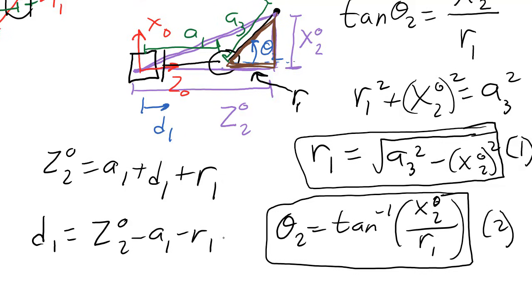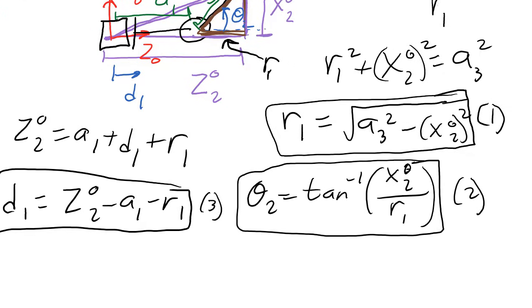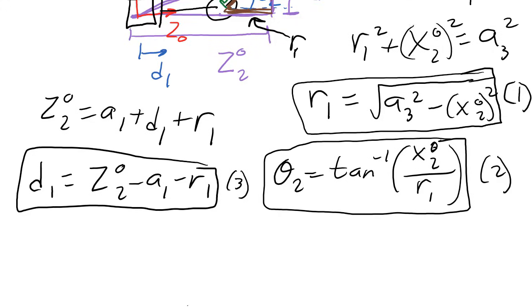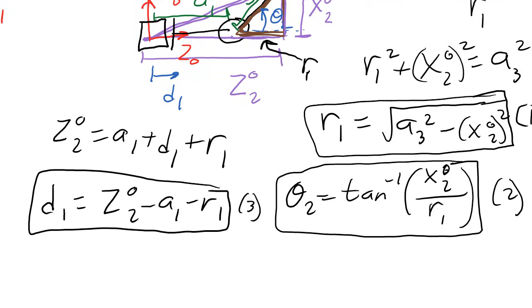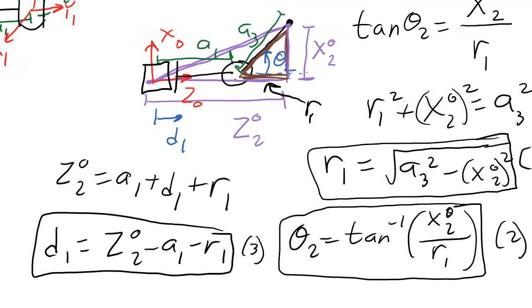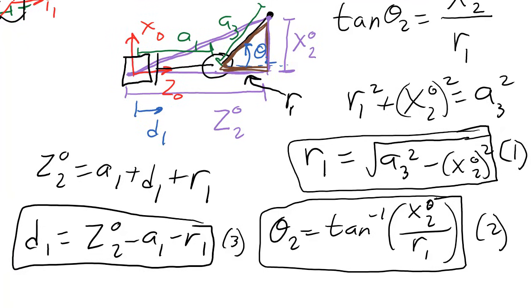Since we've already found the value for R1 in equation 1, I can stop here and call this equation equation 3. When I put this into my code, as long as I put these equations in this order, 1, 2, 3, we'll be able to solve for theta 2 and D1 given the values of the link lengths and the position of the end effector only.